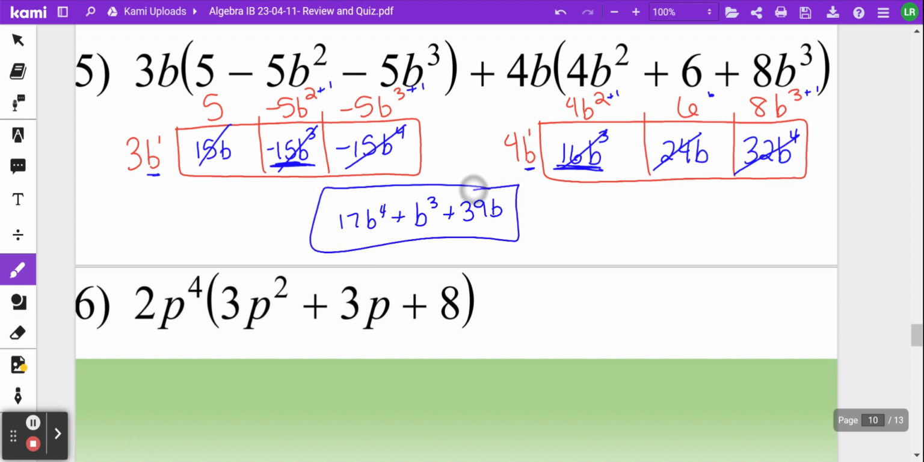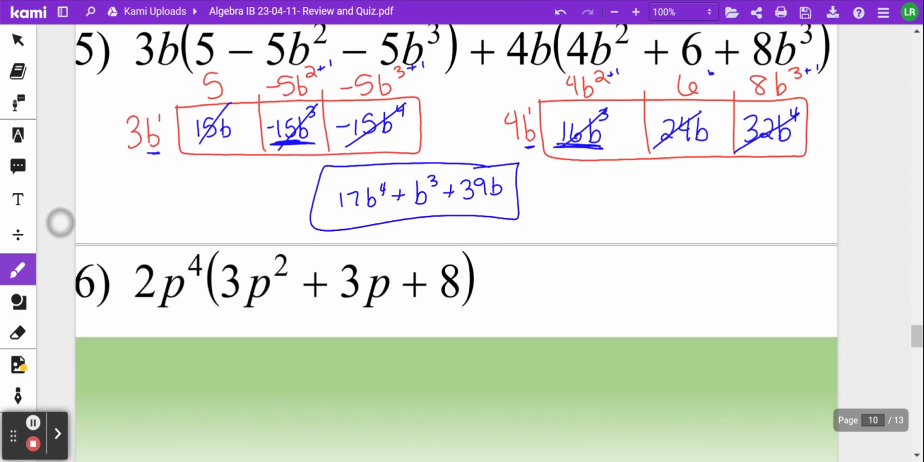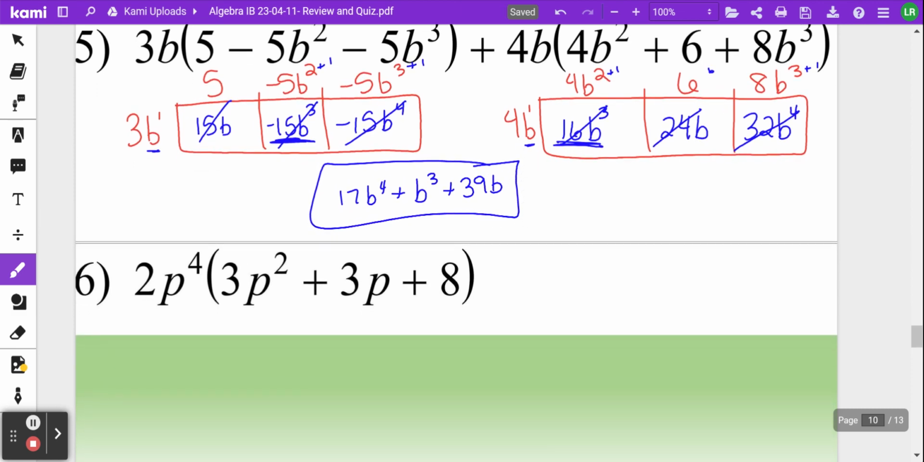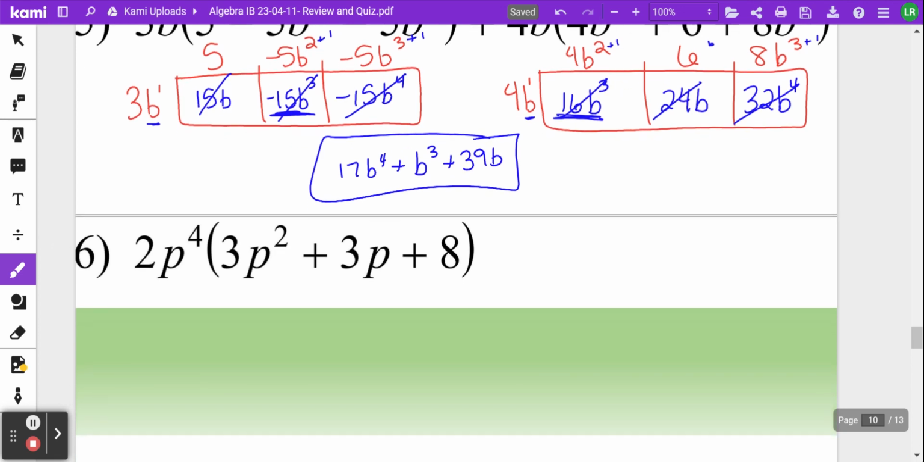And that one's done. For the second one here, number 6, we just need to distribute. Now, it's okay. Some of you might prefer to do the box. Some of you might not. So I'm going to go ahead and do the box this time because I didn't on the last just straight distribute problem.